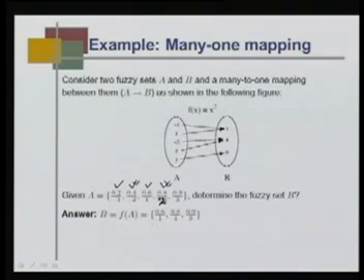So, then the answer is, the fuzzy set B equals 0.6 by 1, 0.8 by 4, 0.9 by 9, that means it has 3 members 1, 4, 9, and the associated membership indices are 0.6, 0.8 and 0.9.